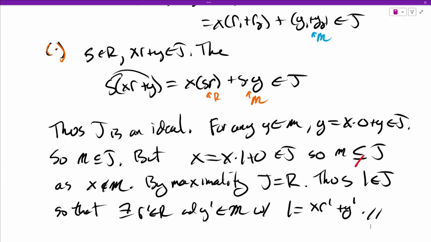Okay, so this video's gone a little bit long, so we'll do the proof that the quotient is a field if and only if the ideal is maximal in the next one.